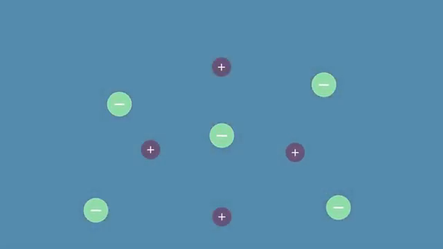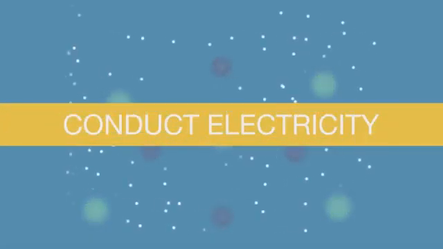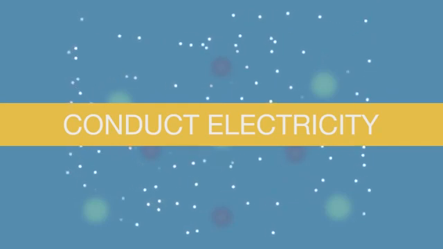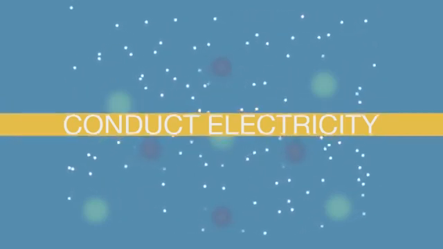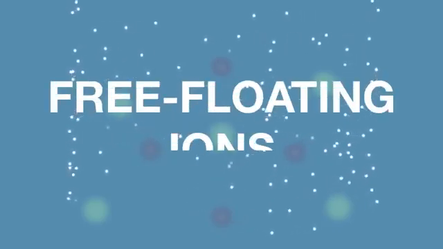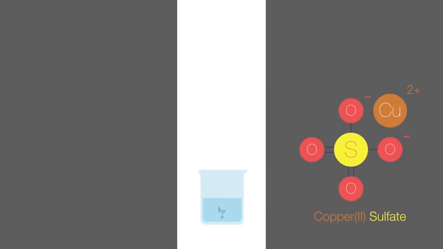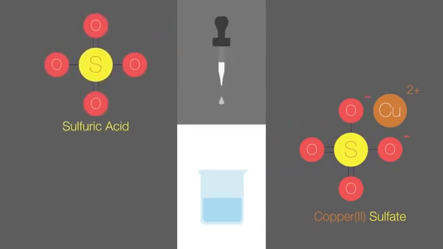An ionic compound dissolved in water can conduct electricity. This is another key property of ionic compounds. This is made possible due to the presence of free-floating ions. We can dissolve copper(II) sulfate in water in a beaker. Add a few drops of sulfuric acid.